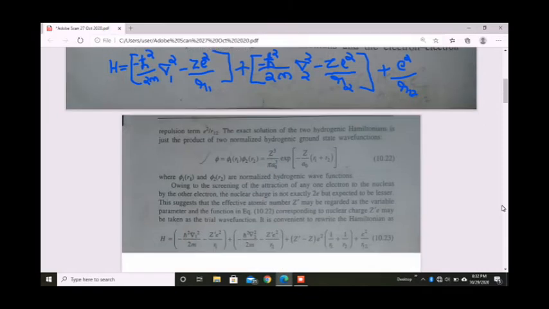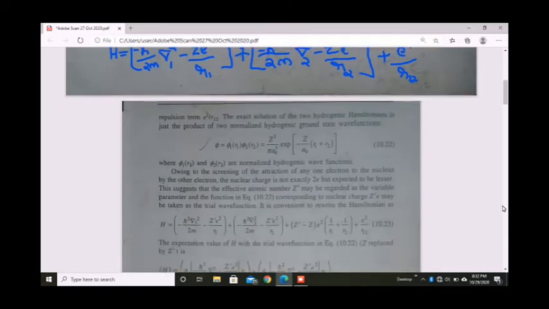The exact solution of the two hydrogenic Hamiltonians is just the product of two normalized hydrogenic ground state wave functions. Here, the trial wave function is taken as phi equal to phi1 of r1 into phi2 of r2. Then the value of phi is equal to Z cubed divided by pi a cubed, e raised to minus Z by a into r1 plus r2.